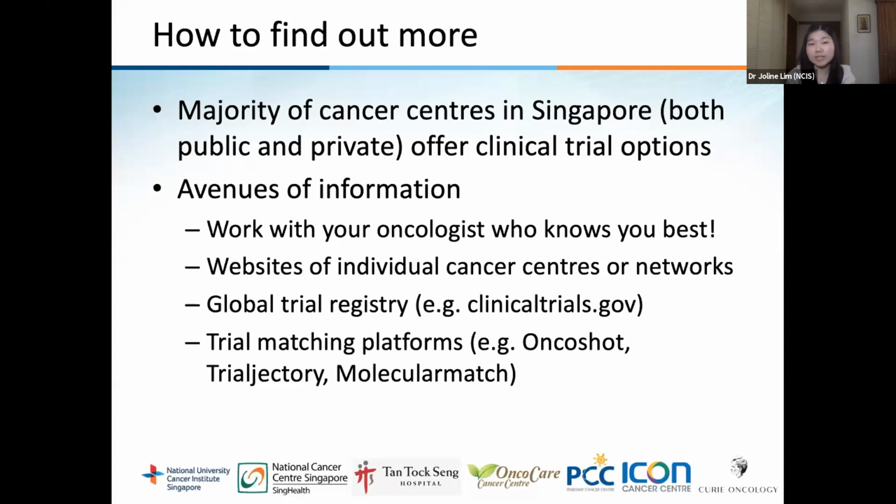Of course, every trial that is done is registered into a global trial registry, and you could try to filter some of these trials and see if they're suitable for your type of cancer. But more recently, there are actually these trial matching platforms that are out there now to try and help patients find the correct trial for them, of which Oncoshot is one of them. That's a local endeavor, and I think it is very good for local patients if you're trying to look for trials within your region. There are also others available in other countries like Trajectory, Molecular Match, which uses some form of molecular data that we may have gotten from your type of cancer.